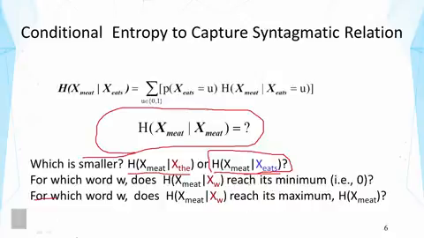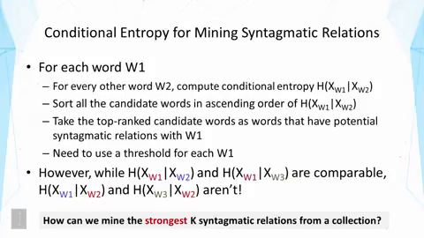So we now also know when this W is the same as this meat, then the conditional entropy would reach its minimum, which is 0. And for what kind of words would it reach its maximum? Well, that's when this W is not really related to meat. And like the, for example, it would be very close to the maximum, which is the entropy of meat itself. So this suggests that we can use conditional entropy for mining syntagmatic relations.